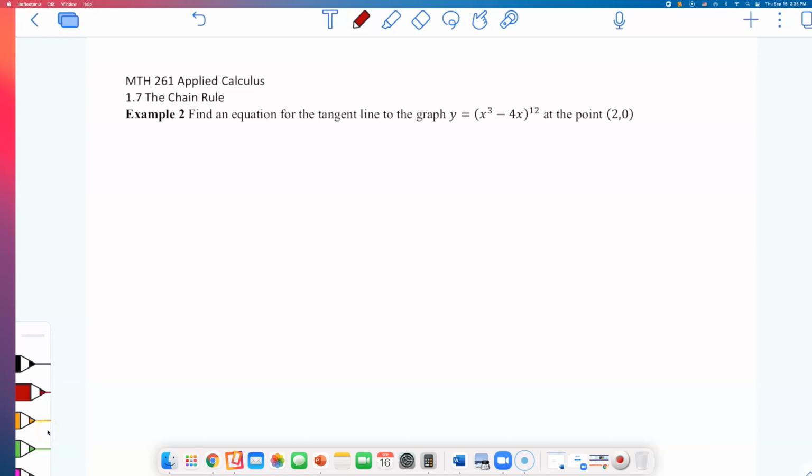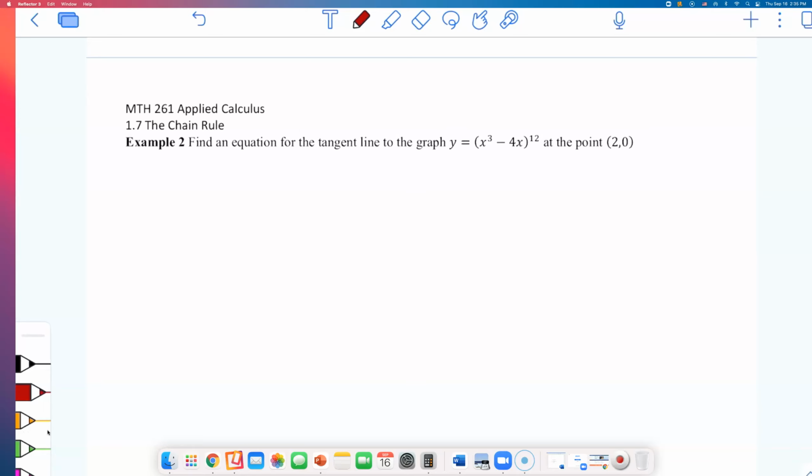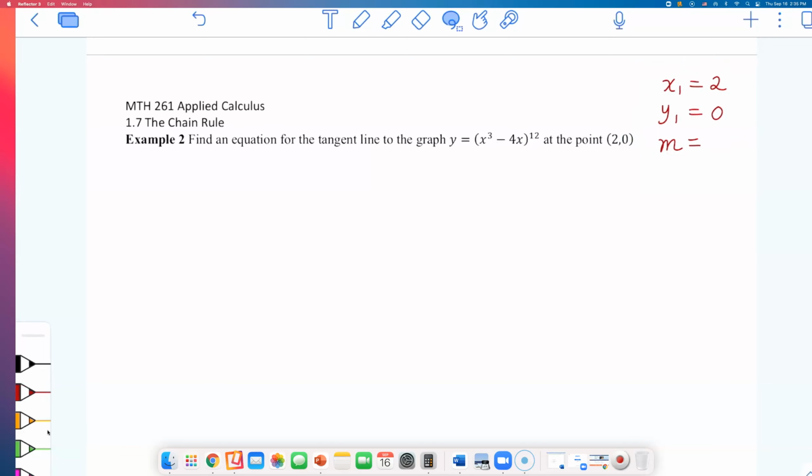All right, let's find an equation for the tangent line to the graph of this at point (2, 0). So we have the point, which means we know the x-coordinate is 2, y-coordinate is 0, but what is the slope? We need the slope to write an equation of a line. So to find the slope, we need to find the derivative.